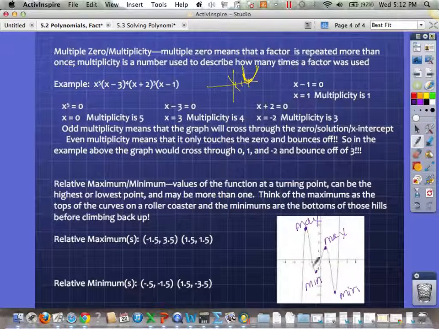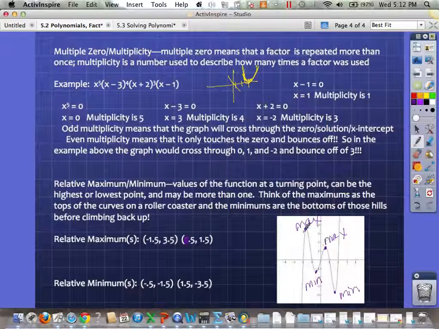And all you have to do is locate the actual coordinate for where that is. So at negative 1.5 and 3.5 is this first maximum right here. At 0.5 and 1.5 is our maximum right here. And then our relative minimum would be right here at negative 0.5 and negative 1.5. And then also over here at 1.5 and negative 3.5. These are your mins.